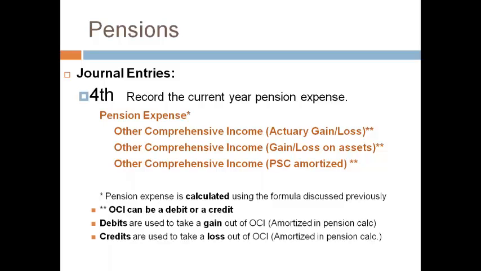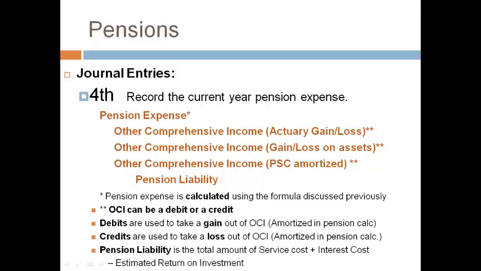The amounts that come out of OCI are recorded opposite of amounts that go into OCI. Gains go into OCI with a credit, and therefore they come out of OCI with a debit in this entry. Losses go into OCI with a debit, and they come out of OCI with a credit in this entry. The amounts associated with the current year only are recorded to pension liability. Pension liability increases for the first 3 components of pension expense, which is the service cost, the interest cost, and the estimated return on assets.